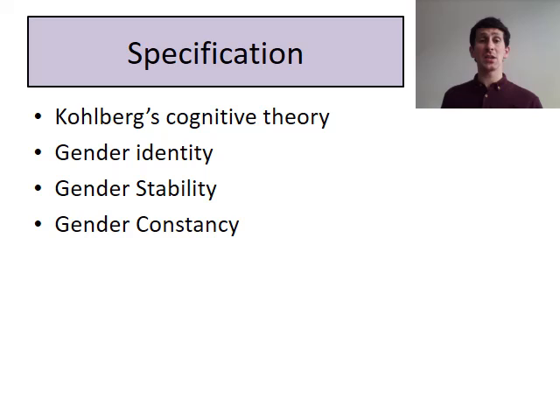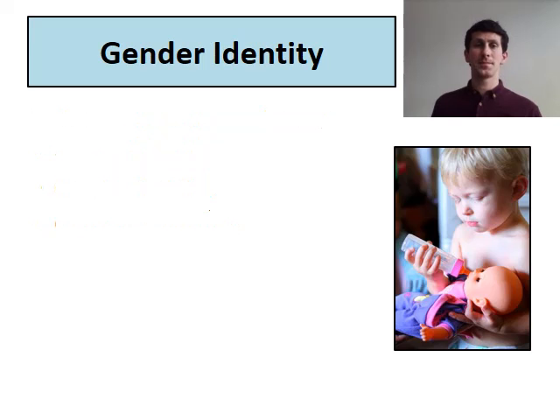So we look at the specification. It says you've got to know about Kohlberg's cognitive theory, gender identity, gender stability, gender constancy. So again, these are the things you can get tested on in your exam.